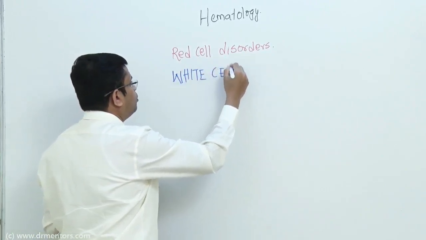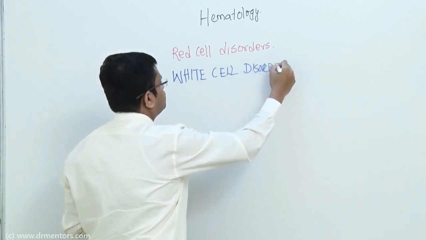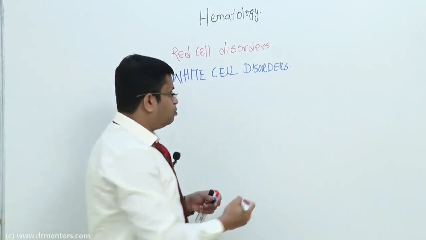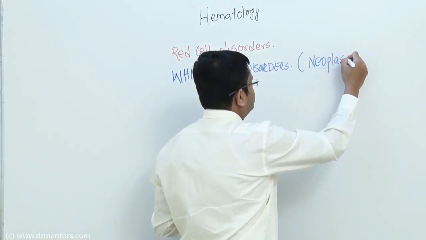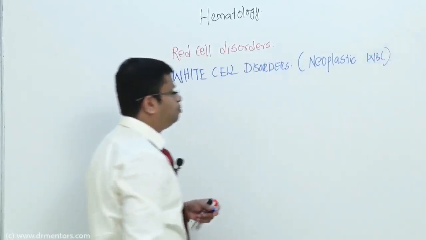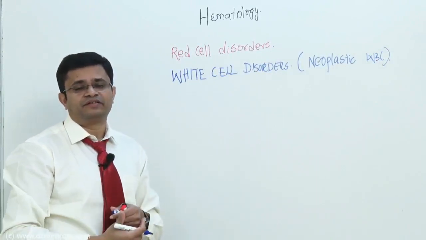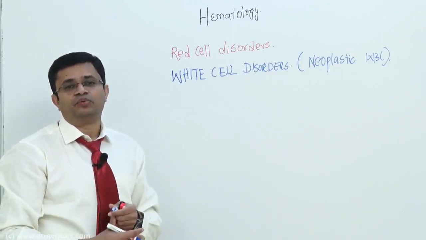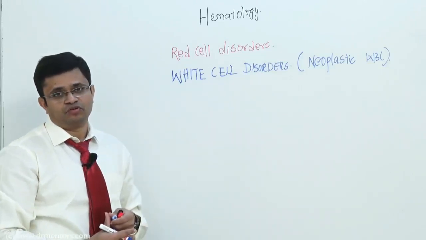The very, very important topic in the white cell disorders is basically the neoplasms, especially the neoplasms. Most of you are having some issues or problems in the neoplastic white cell disorders. So we'll cover the neoplastic white cell disorders. When I say neoplastic white cell disorders, it includes lymphomas, leukemias, and the myeloid neoplasms such as your AMLs to your myeloproliferative disorders and the myelodysplastic syndrome. So we'll cover in detail the entire white cell disorders also.